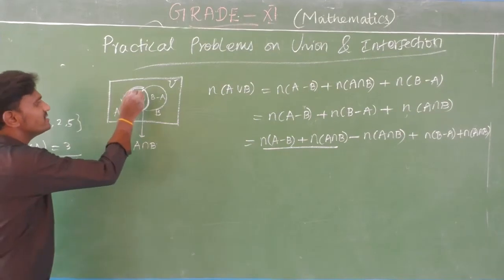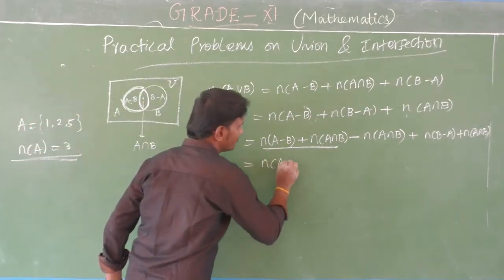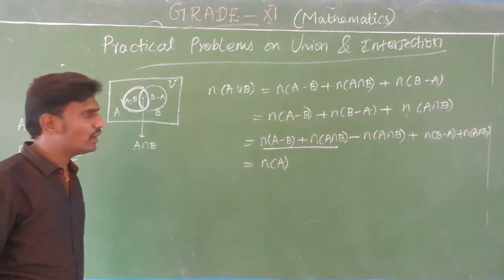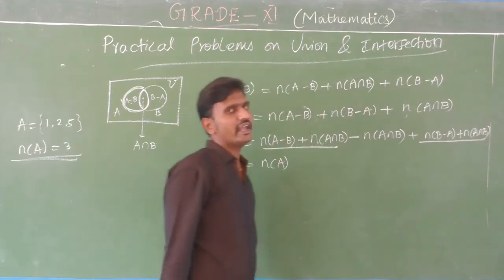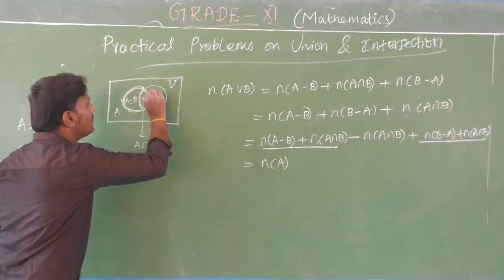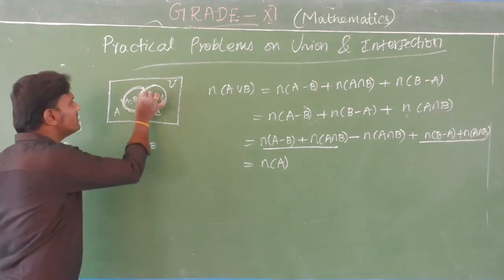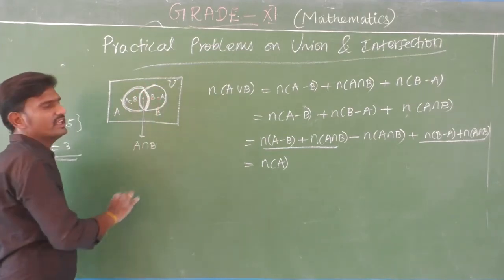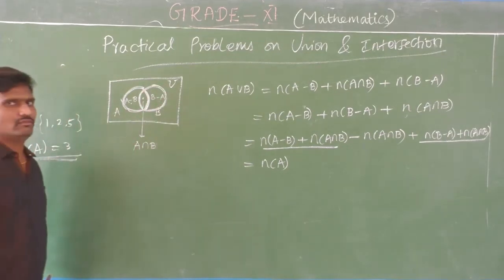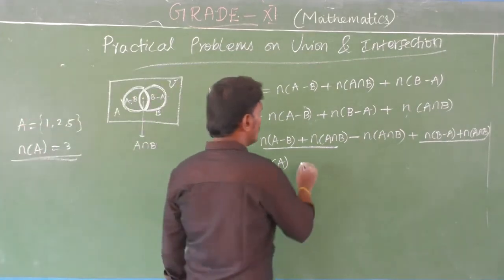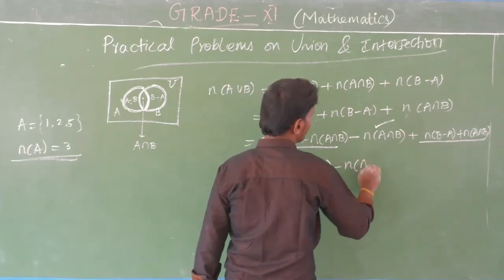n of a minus b plus n of a intersection b, which is equal to n of a. Then n of b minus a plus n of a intersection b. So b minus a is the portion of this b minus a, and this is the portion for a intersection b. If I join these two to get the whole part b, so plus n of b, and the remaining is n of a intersection b.